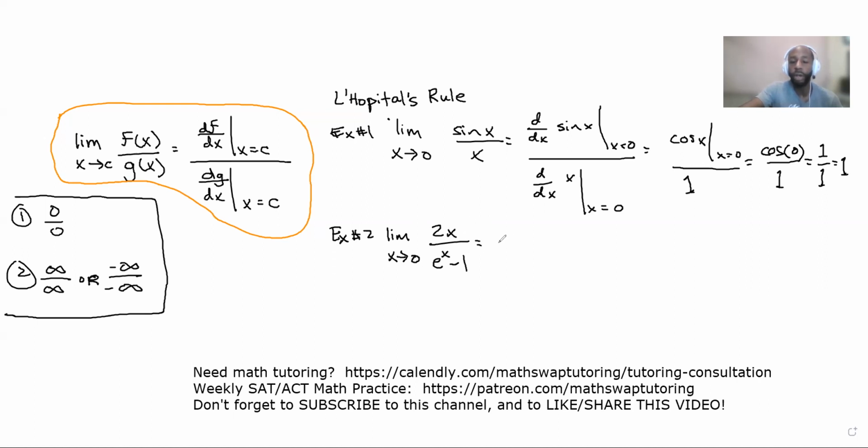So derivative of 2x is just 2. The derivative of e to the x minus 1, you're going to take the derivative of each separate term. So derivative of e to the x is just e to the x. The derivative of 1 is going to be 0. So this is just going to be e to the x on the bottom. And we want to find that. So 2 over e to the 0. E to the 0 is just 1. So this limit is just equal to 2. Nice and quick and clean.